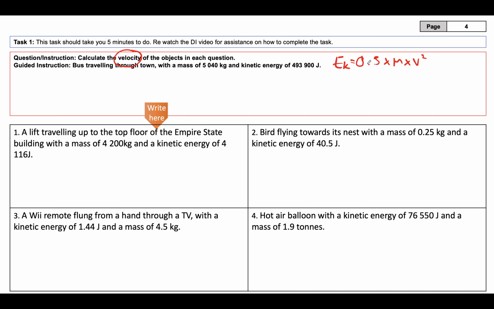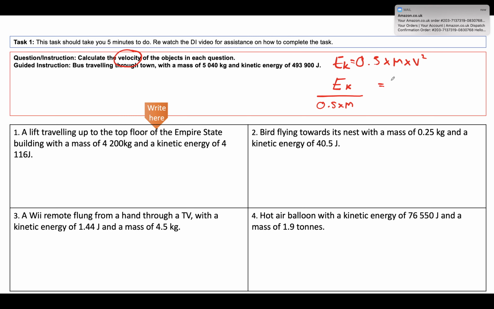So to do that, I'm going to divide both sides by 0.5 times m. So this will give me kinetic energy over 0.5 times mass is equal to v squared. So all I need to do now is square root both sides. If I square root this side, I need to draw something like that, and if I square root a square number, it gets rid of the square.